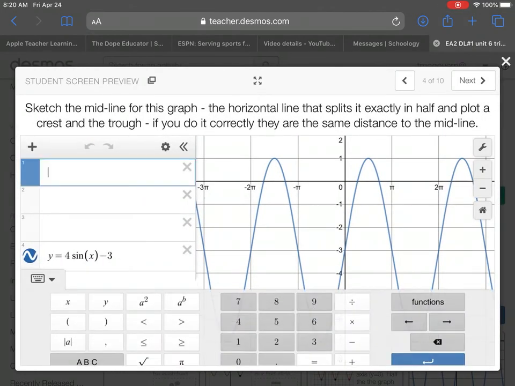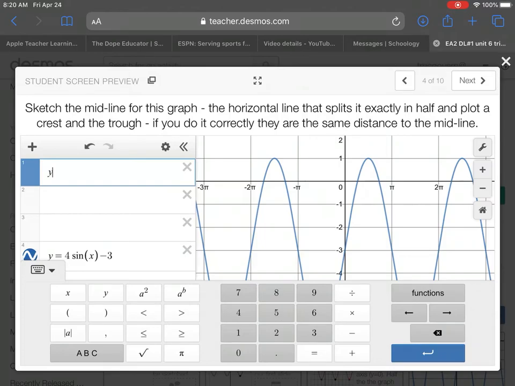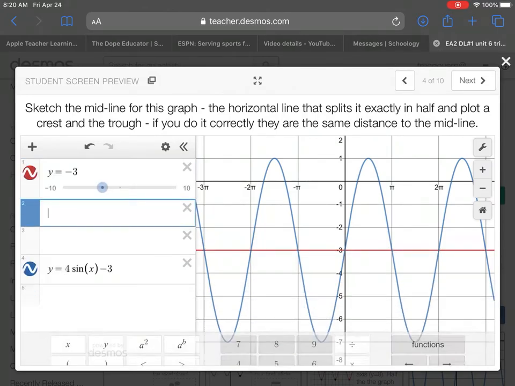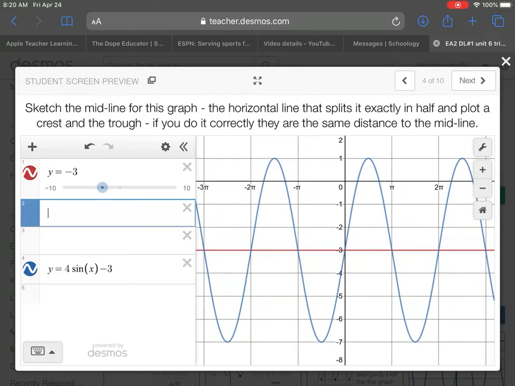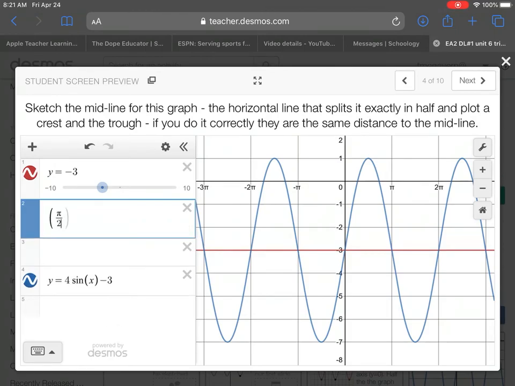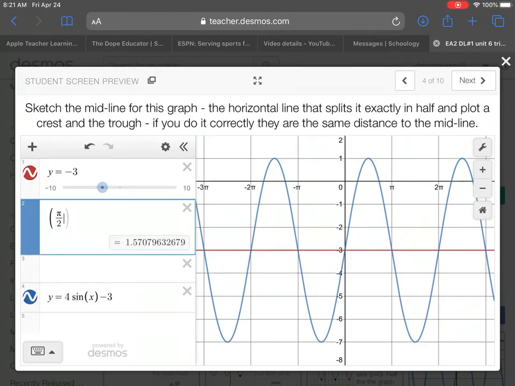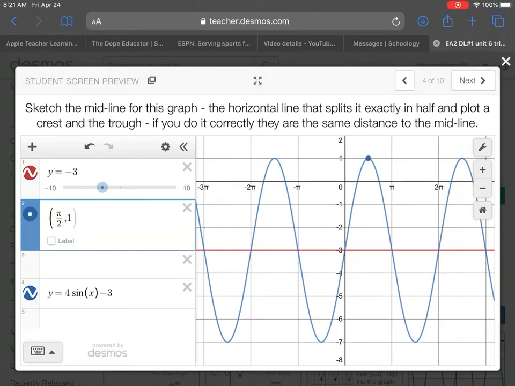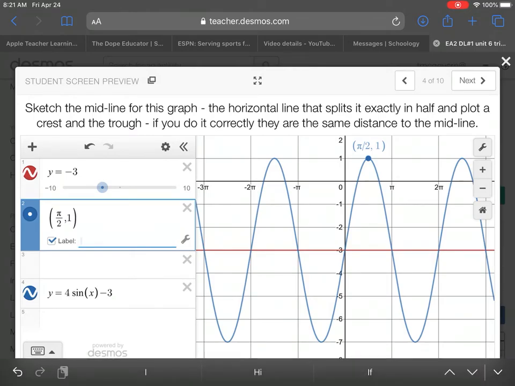Here you're supposed to actually sketch the midline. So it looks like y equals -3 might be the midline. Let's see. Yes, that looks right. And then it says to plot a crest and a trough. So I see at (pi over 2, 1), there's a point. And if you want to label it, you can call it a crest.